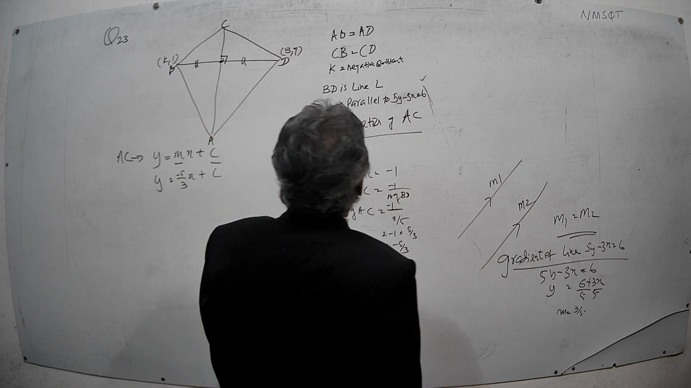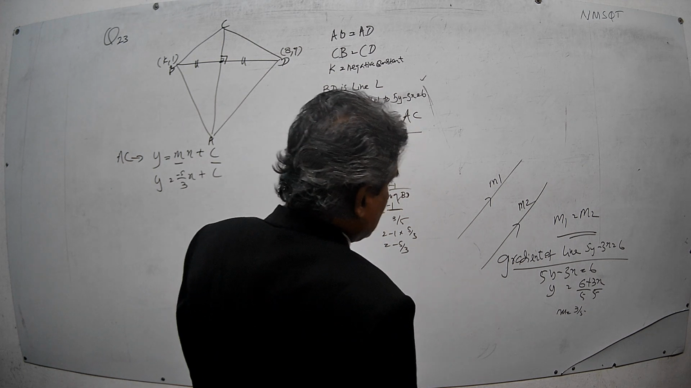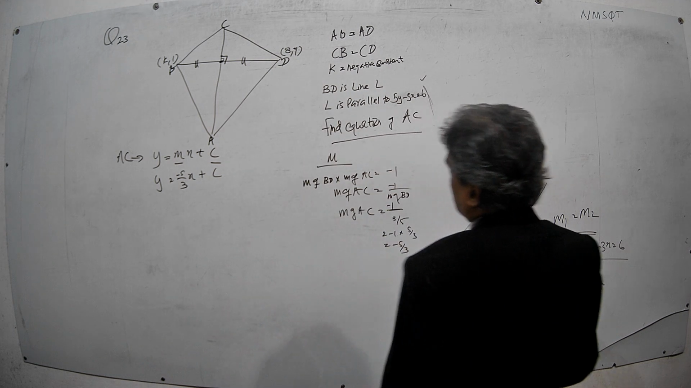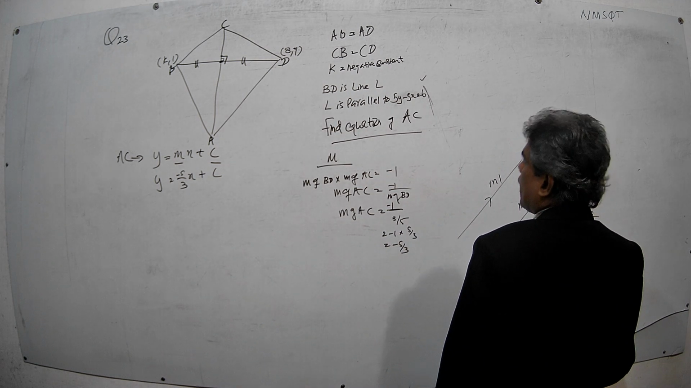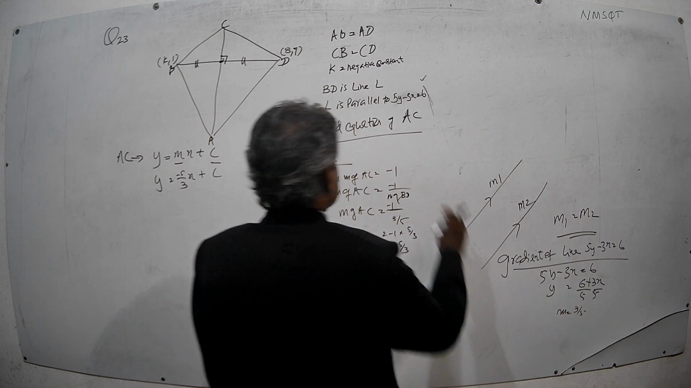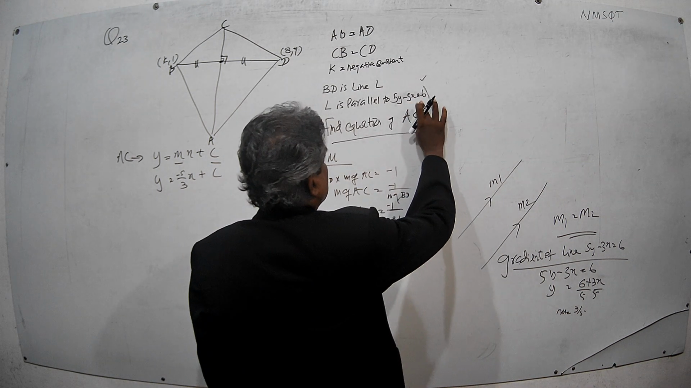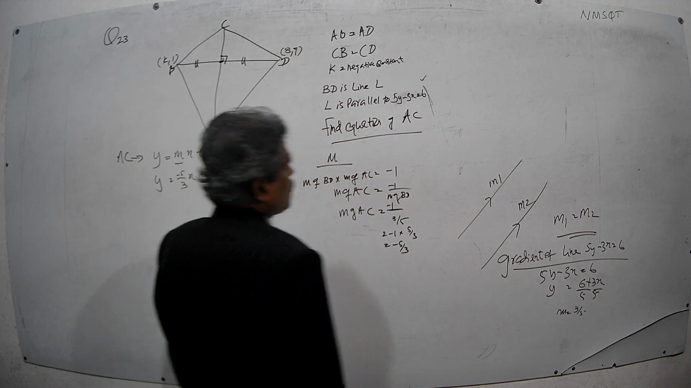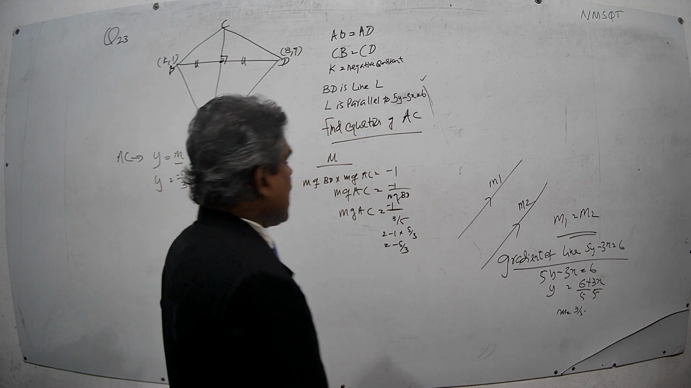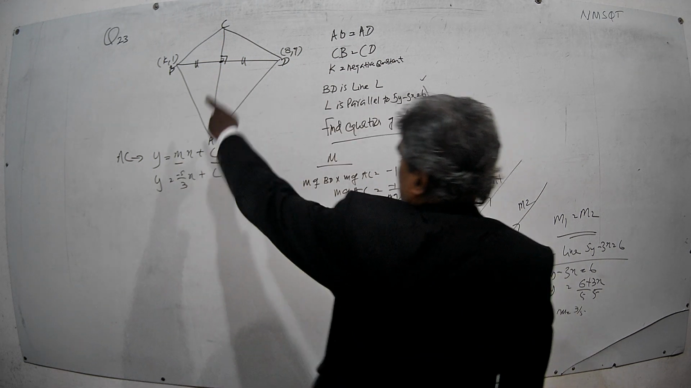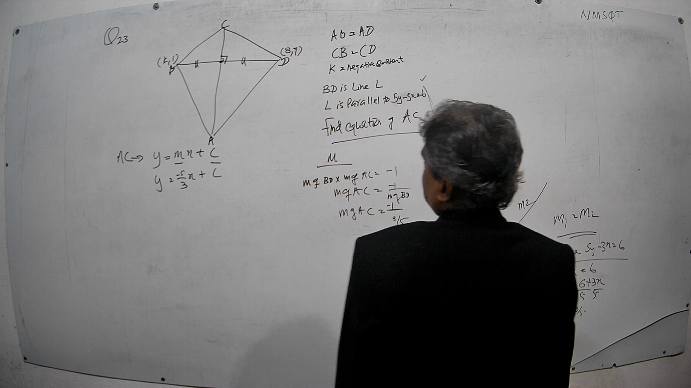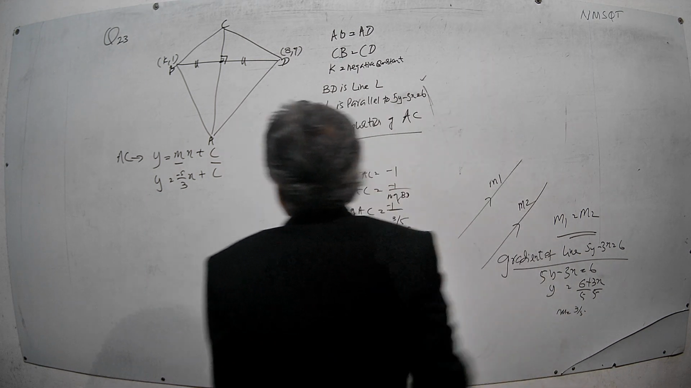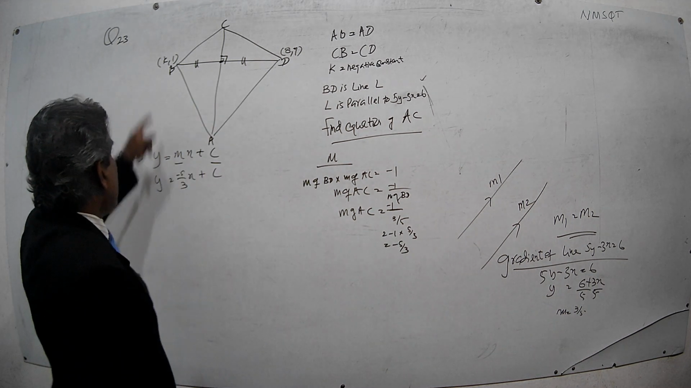We know the gradient of BD anyhow. The gradient of BD is nothing but 3 over 5, because the gradient of L is the same as the gradient of the line 5y minus 3x equals 6, as those two lines BD and 5y minus 3x equals 6 are parallel. So therefore, we can write that. We can also use the gradient formula.